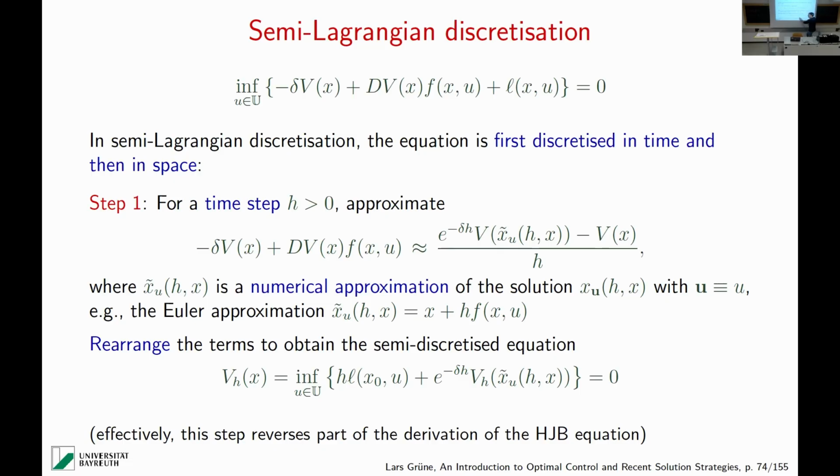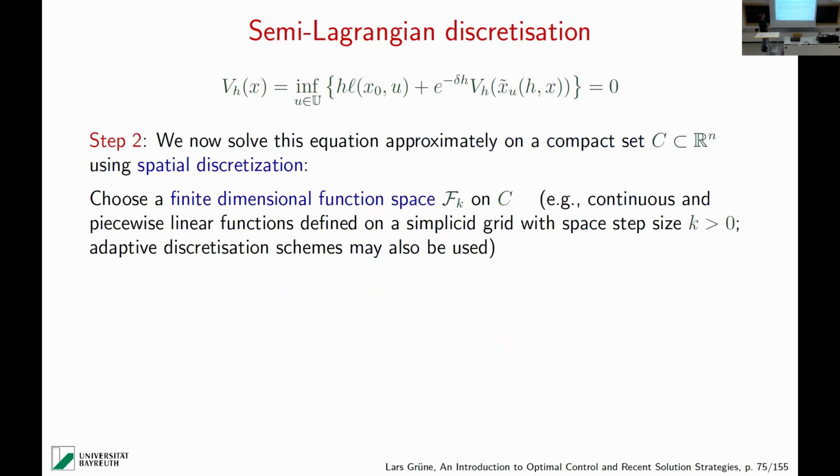This is just here, and the h just comes from the fact that I multiply with this h here. Right? But you can actually see this as a very crude approximation to the integral from 0 to h along the solution of L, if you like. But okay, good. So this is now the equation, and step 2 is now the spatial discretization.